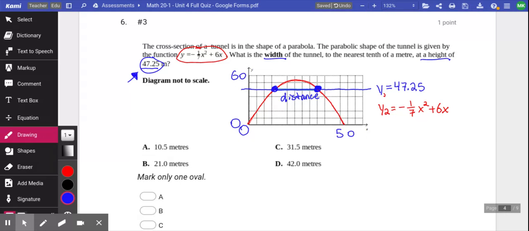To find these 2 spots in your calculator, you hit second, trace, and then intersect. When you do that, it says first curve. You move your cursor over to the first intersection and hit enter, enter, enter 3 times. And it tells you that this first spot has an X value of 10.5. When I go second trace, intersect again, and move my cursor to the next intersection point and hit enter, enter, enter, it'll tell me that the X value at the second spot is 31.5.